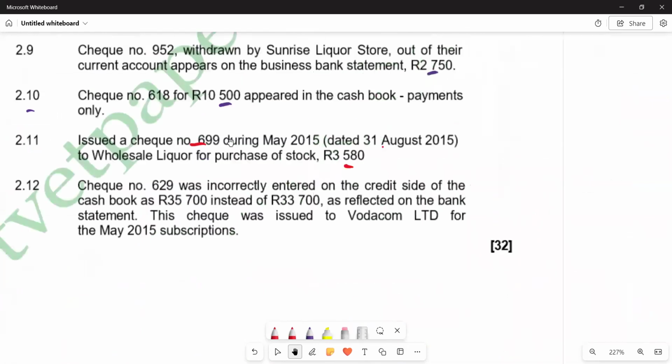We are now on the last one, which is saying check number 629 was incorrectly entered in the credit side of the cash book as 35,700 instead of 33,700 rands as reflected on the bank statement. So this one on the bank statement is correct. That's what it means. So when it's correct on the bank statement, there's nothing that we're going to do on the bank statement because it's correct. And then the last statement is saying this check was issued to Vodacom Limited for the May 2015 subscriptions. So what is important is that the bank statement is correct, so we're not going to make any adjustment. So we are seeing that the error has been made in the cash book, so it has to be corrected in the ledger. So this is the final adjustment that we had.